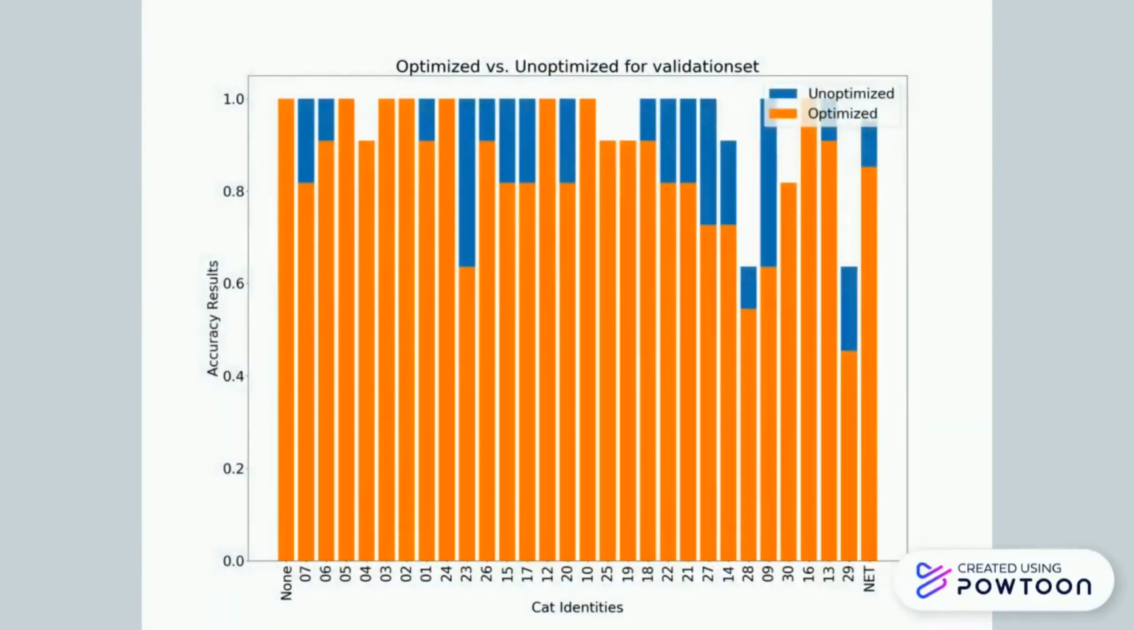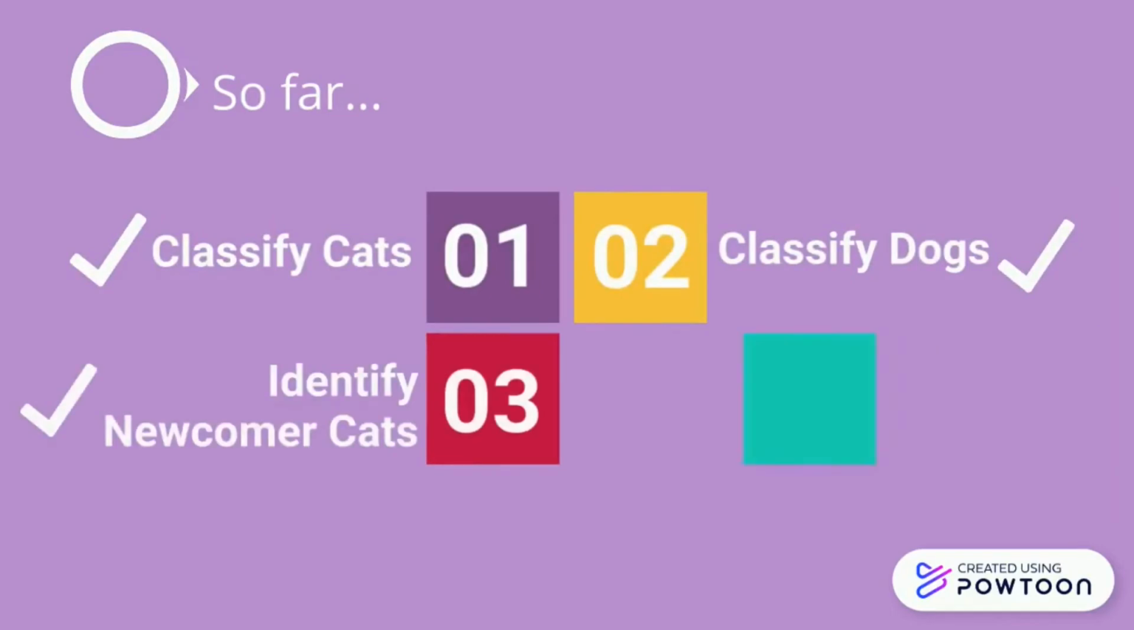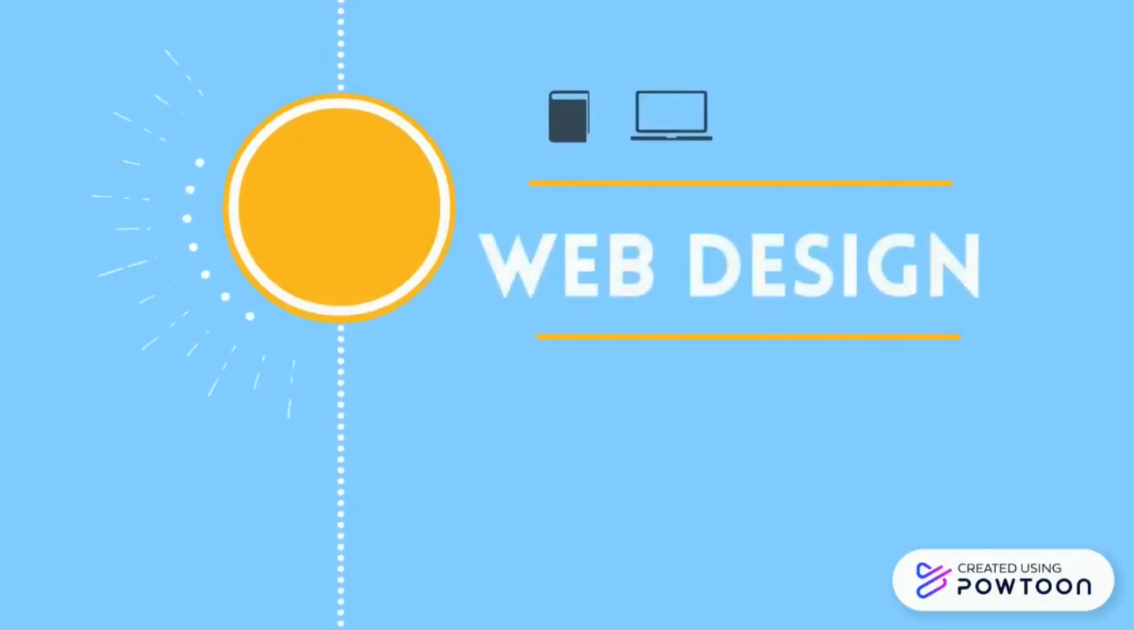This is a similar bar graph, but now the y-axis represents the accuracy. We see that the accuracy has slightly decreased for the optimized case, but this trade-off is worthwhile in general identification performance. So far, we've seen that the system successfully classifies cats and dogs, identifies newcomer cats, and recognizes if the cat visits the system more than once. Now, let's take a look at the user interface of the system.